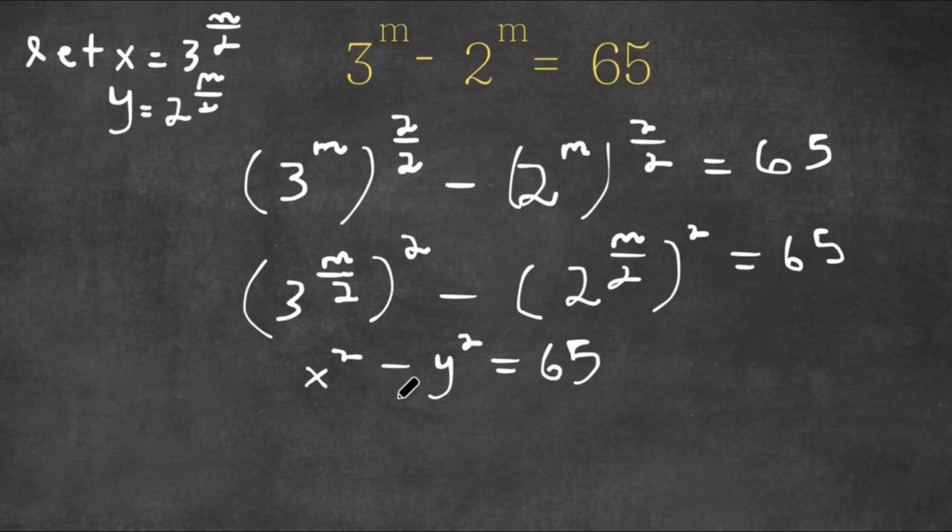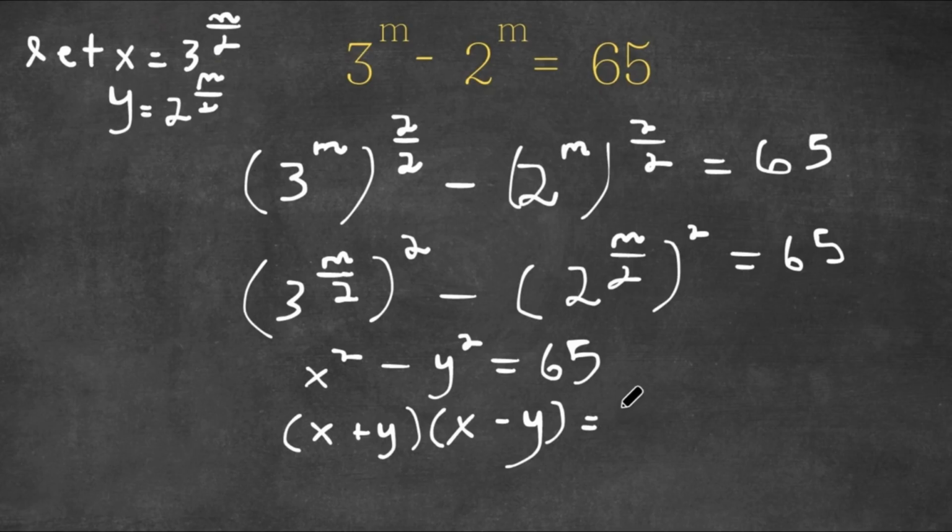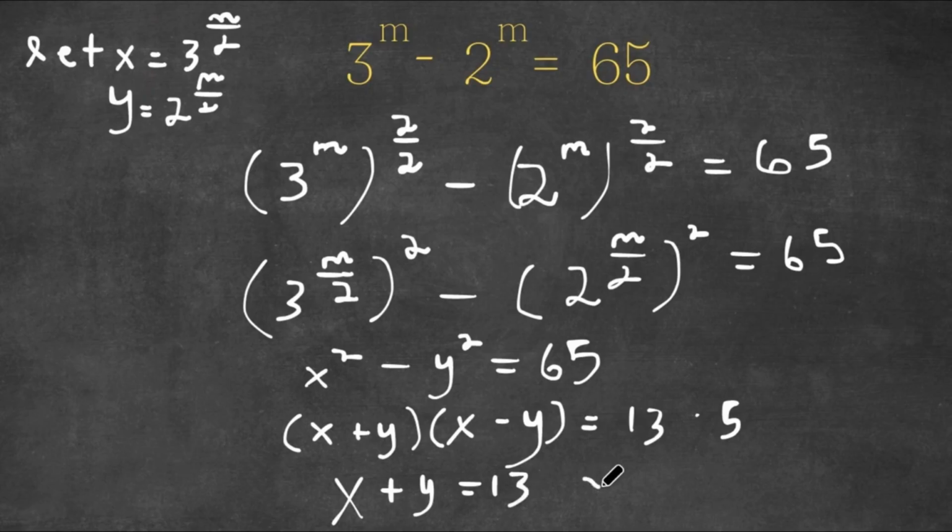Now, if I have something in the form x squared minus y squared, I can write this as x plus y times x minus y. So I have x plus y times x minus y is equal to 65. So now x plus y times x minus y is equal to 13 times 5, because 65 is equal to 13 times 5, meaning we could say that x plus y is equal to 13 and x minus y is equal to 5.